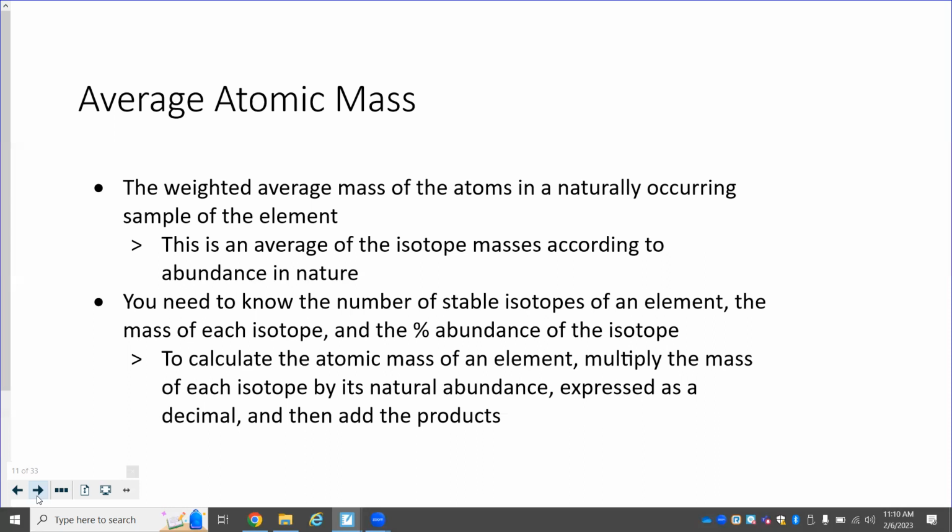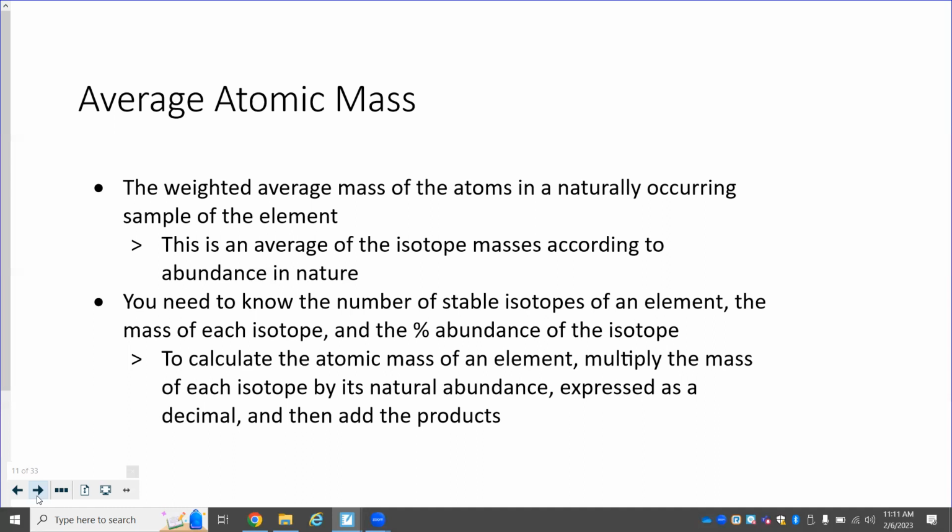Weighted average, you can think of similar to how a grade is calculated, where you have like 20% quizzes and homework, 20% labs, 60% tests, or whatever your percentage is. Because tests are that higher percentage, they count more for your actual grade. Same kind of thing deals with average atomic masses. So to find average atomic mass, you need to know the number of stable isotopes of an element, the mass of each isotope, and the percent abundance of that isotope.